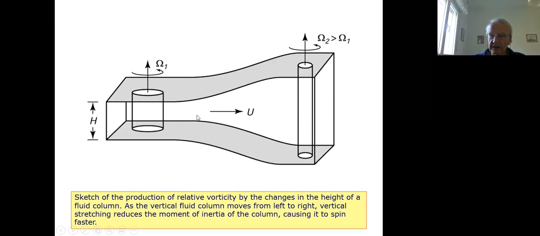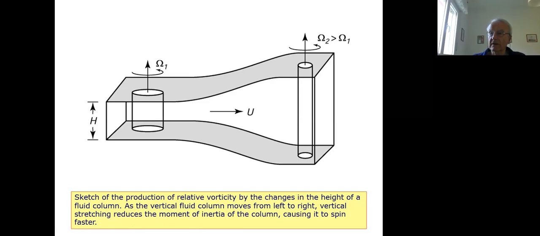Moving from the deeper water, the relative vorticity of this particle is increasing. Why? Because you are squeezing, reducing the radius of this water column, and due to the reduction of the radius of the water column, the particle starts to move faster. By moving faster, it gains vorticity, and reduces the moment of inertia of the water column, causing it to spin faster.